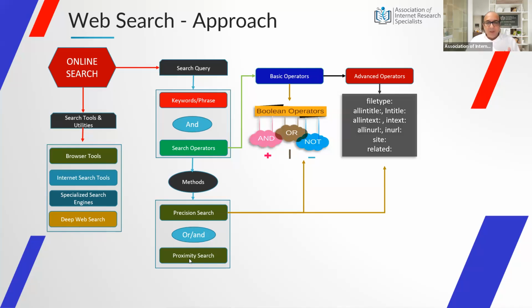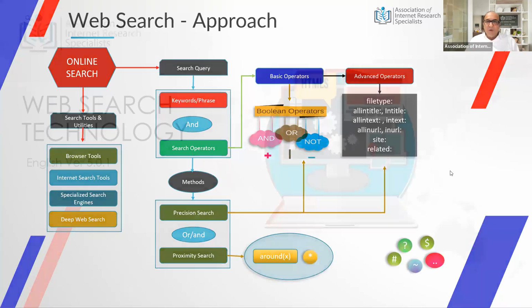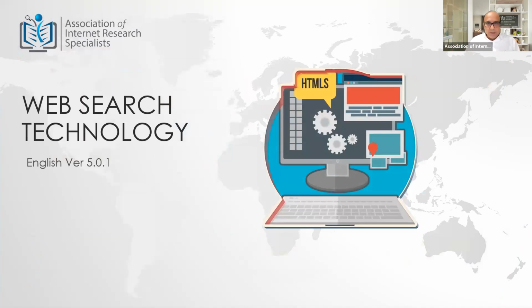Proximity means something for which you don't have enough information. And to build queries using the proximity search approach, we have different types of search operators. One of them is around. But anyway, we are not starting with this, just so that you know there is one type called proximity. The other one is precision search. Precision is when we want to get exactly to those pages or that content. So that's just an overview of how the class is going to progress.